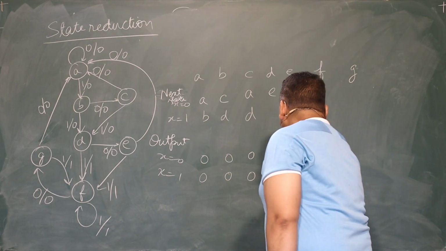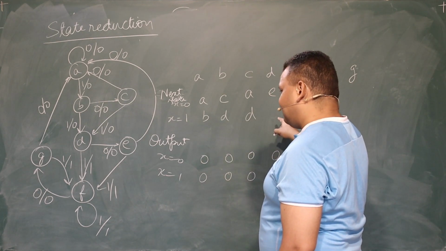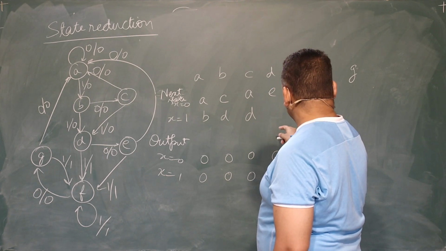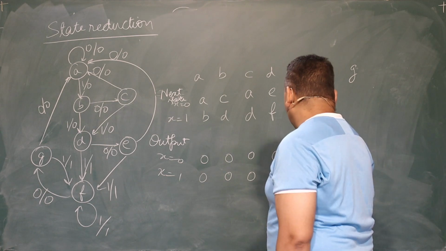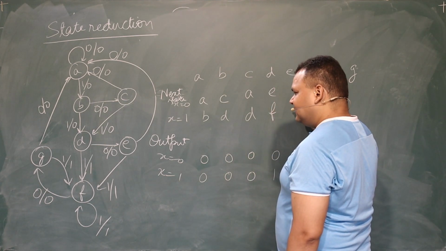Where is D going when I apply a 0? D goes to E, sir. And what is the output corresponding to that? 0. Good. What about when I apply a 1? F. What is the output? 1. What is happening in E?